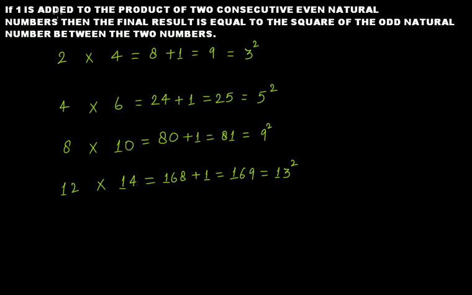So if you add 1 to the product of two consecutive even natural numbers, then the final result is equal to the square of the odd natural number that comes between these two consecutive even natural numbers.